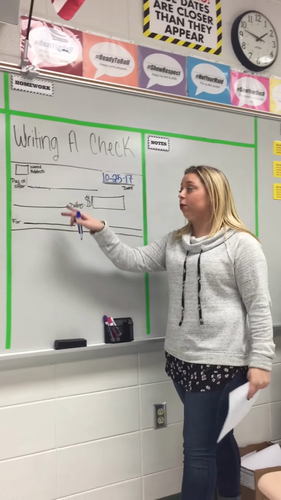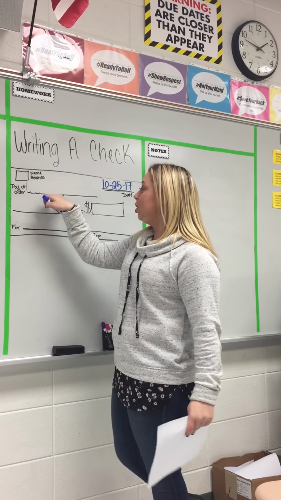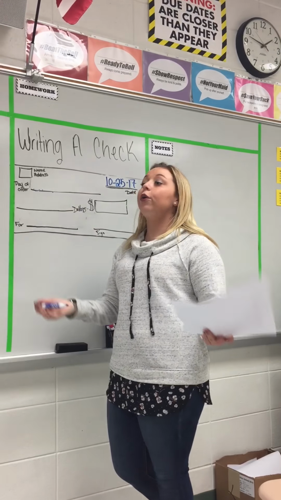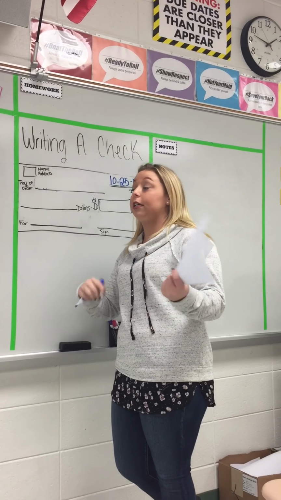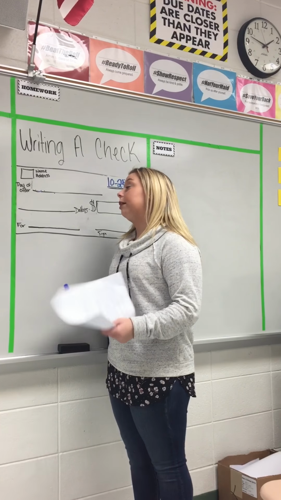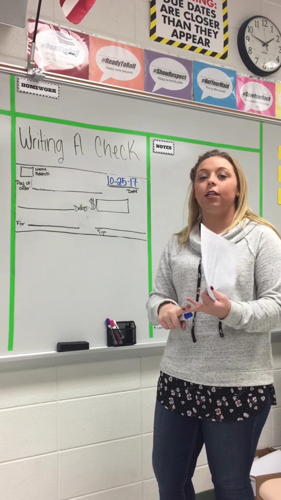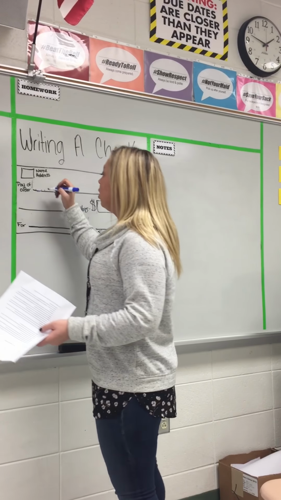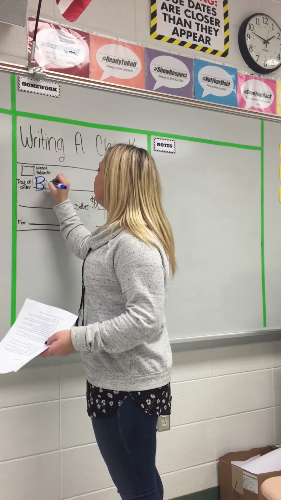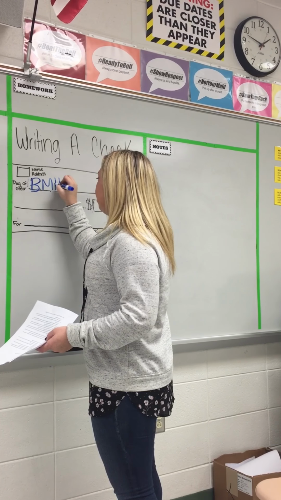Secondly, you're going to go to your pay to the order of line, and this line is just to who you're giving the money to, basically. So it can be a person, an organization. It just really depends on who you're paying to. So I'm going to put BMHS as my example.